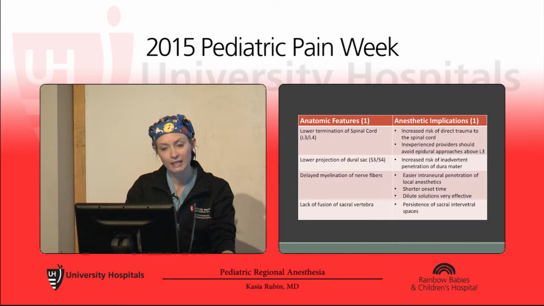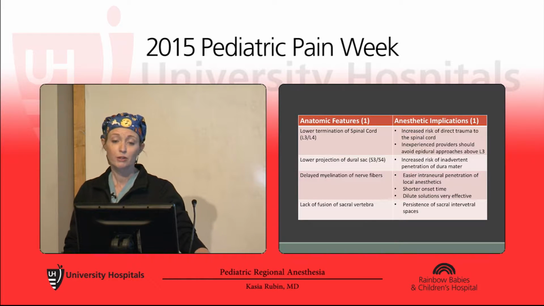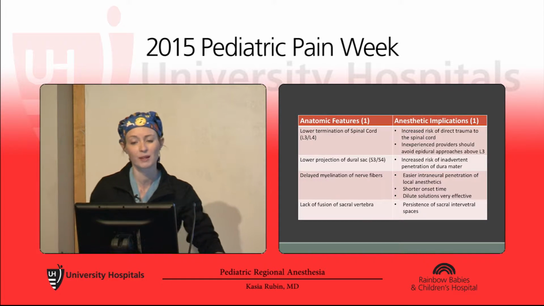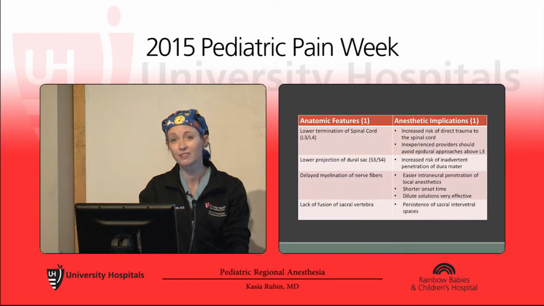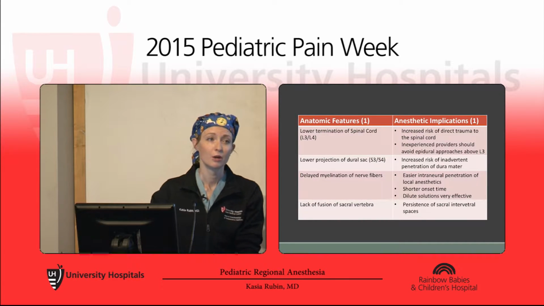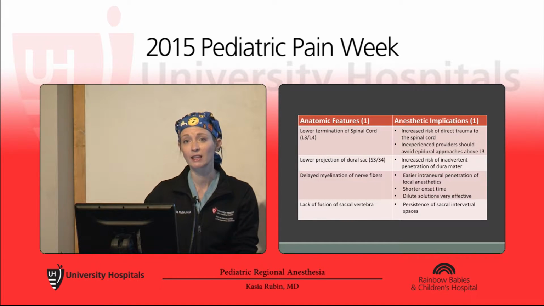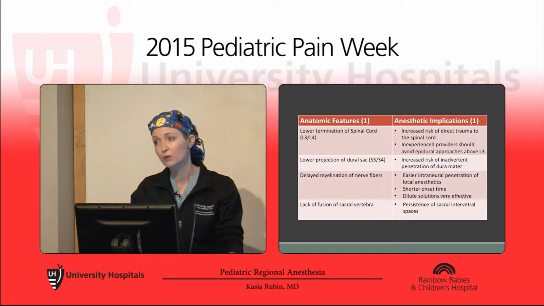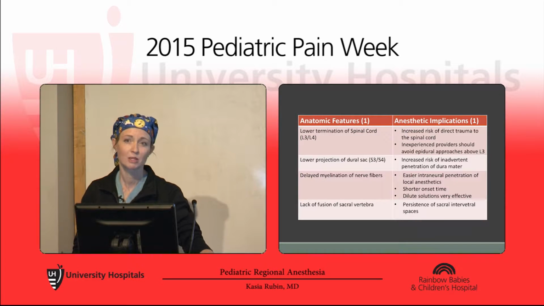The delayed myelination of nerve fibers in children up to age 2 leads to easier intraneural penetration of the local anesthetics. What does that mean? It's kind of like all fancy talk. Basically it means that you have a shorter onset time, and that you can use very dilute solutions that are very effective. An eighth percent will provide you not necessarily surgical anesthesia, but you'll get pretty close to almost even having a motor block. You will see leg weakness even at a 1/8 percent solution going in on an epidural, which I'm pretty sure generally on the adult side you don't see that much leg weakness at that low of a concentration.